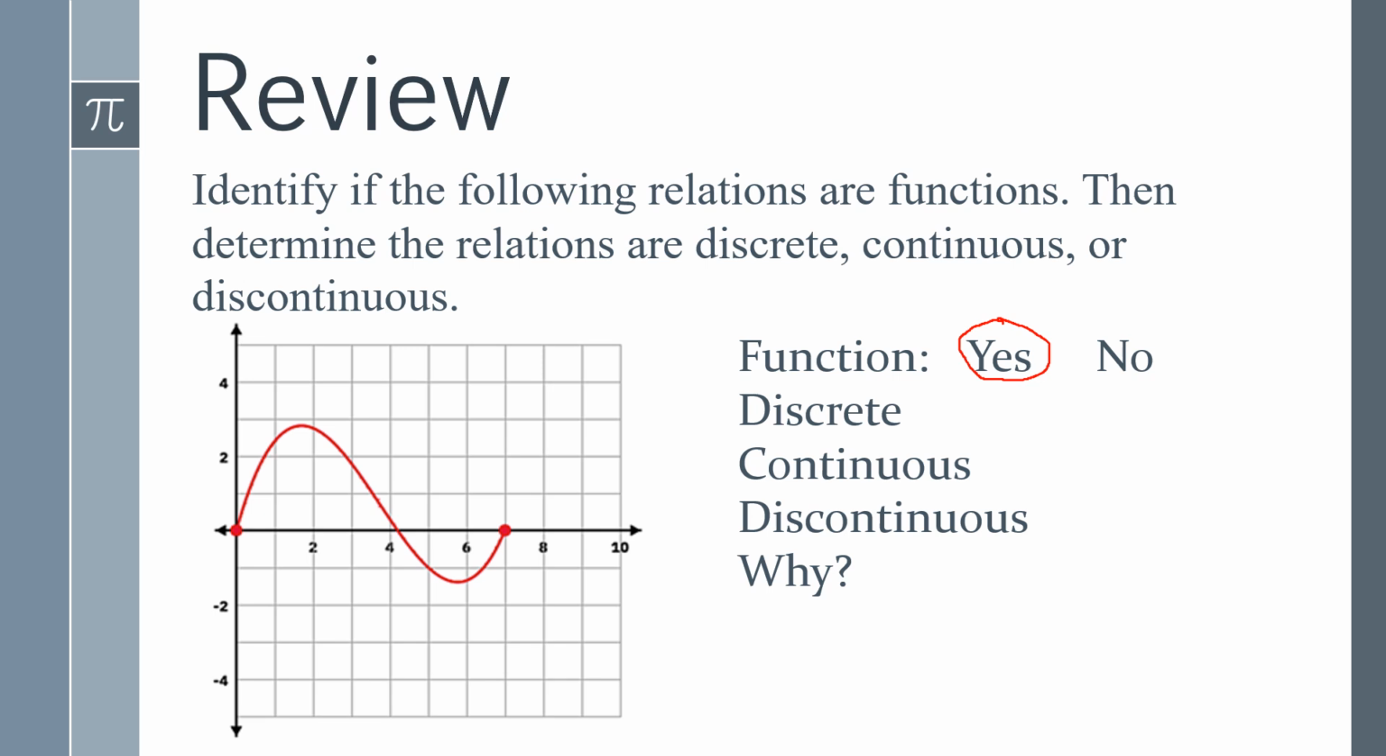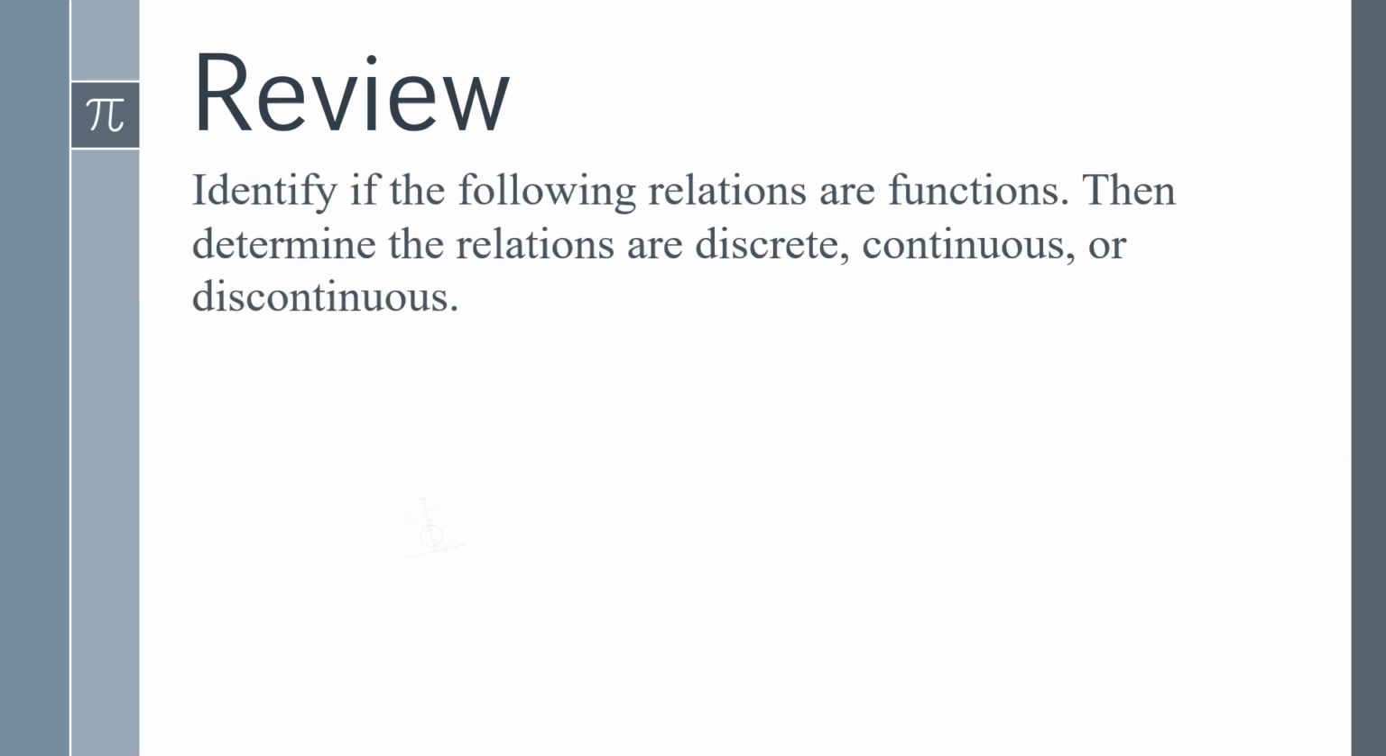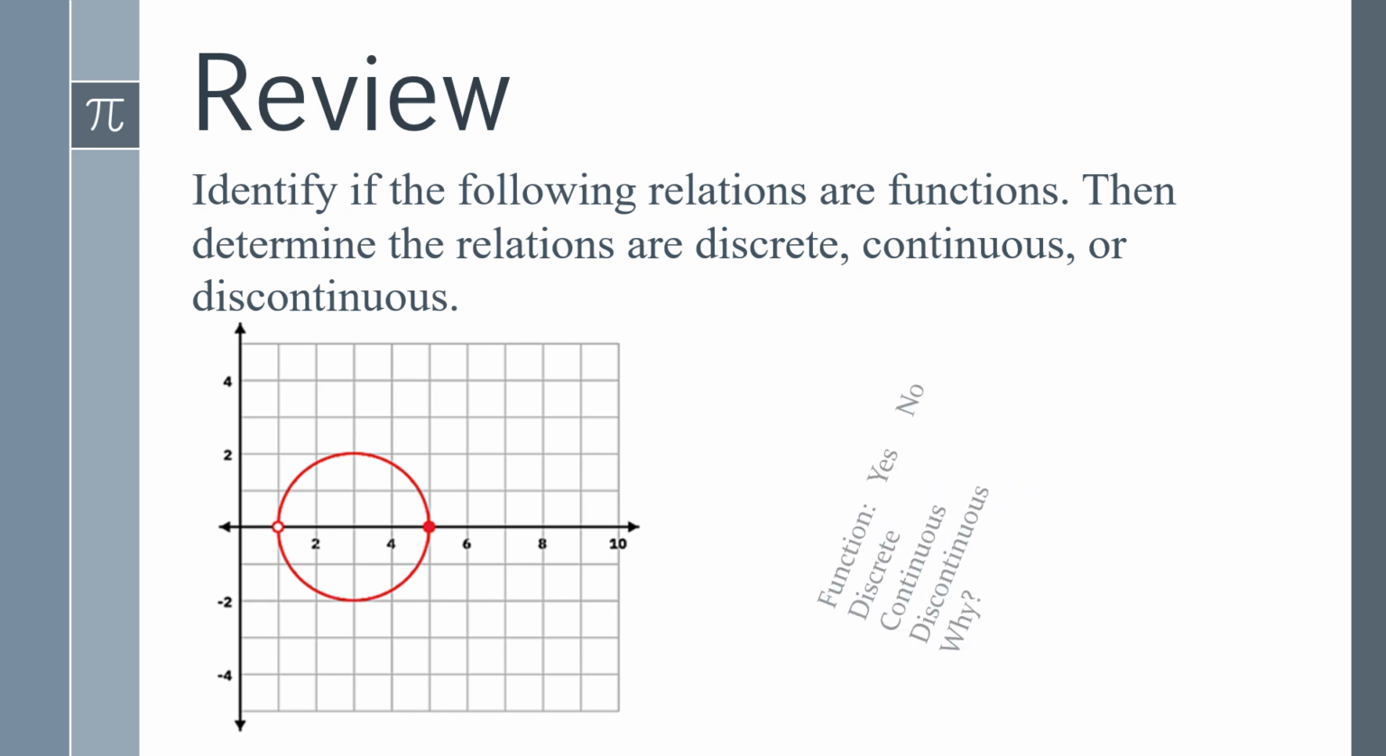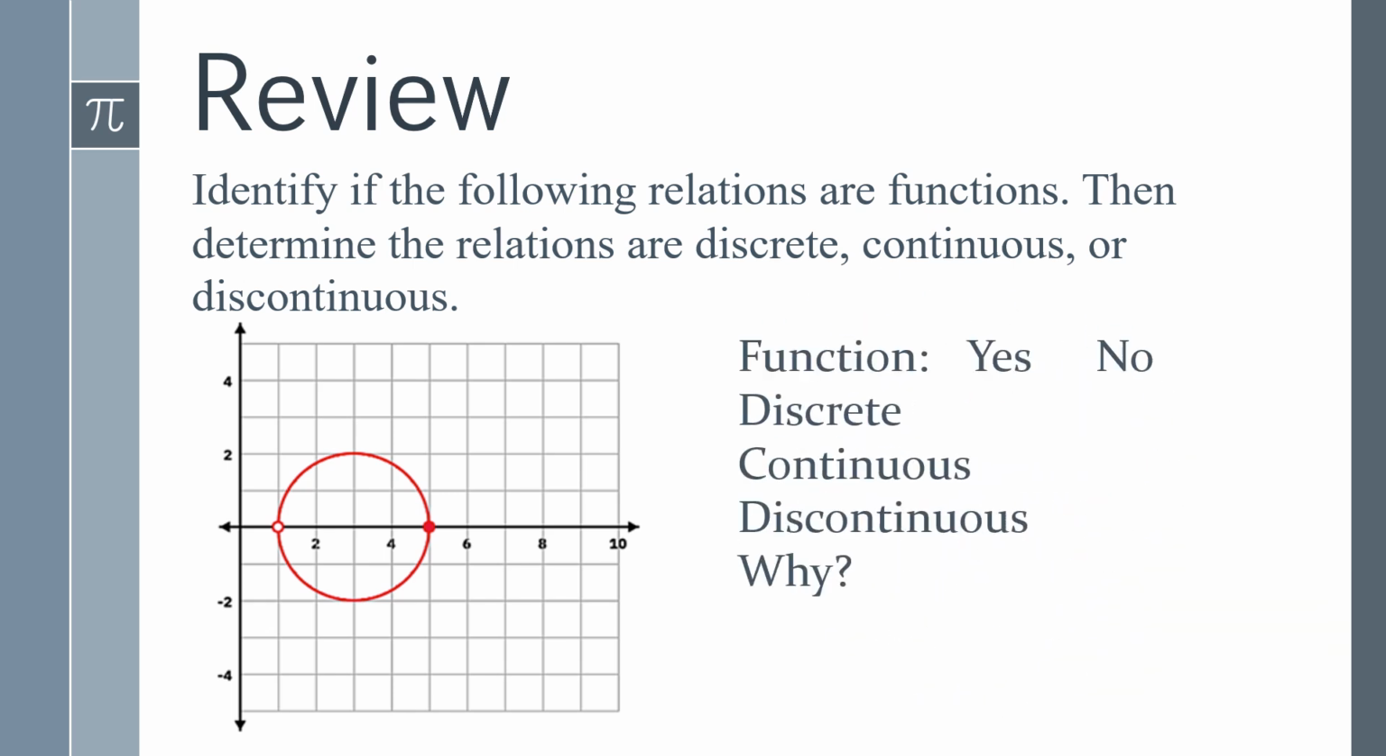Well, for the area from x equal to 0 to 7, it's continuous. For x less than 0 and x greater than 7, it is not continued. So we have a bit of a conundrum there. Okay, well, let's do another one.